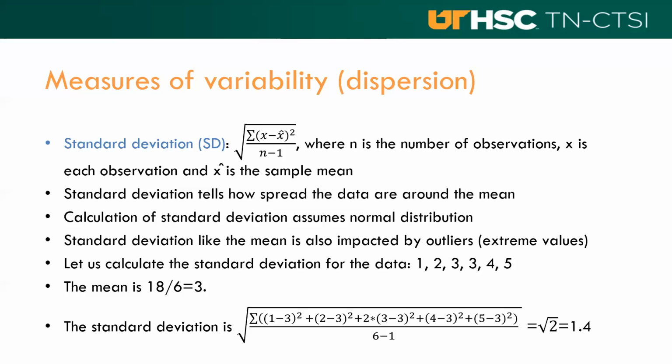So let's calculate the standard deviation for a simple data set: 1, 2, 3, 3, 4, 5. The sum is 1 plus 2 is 3, 3 plus 3 is 6, 6 plus 3 is 9, 9 plus 4 is 13, plus 5, 18. And the number of observations is 1, 2, 3, 4, 5, 6. So 18 divided by 6 is 3. The mean is 3. And the standard deviation is calculated from the difference between each observation and the mean: 1 minus 3, the whole square, 2 minus 3, the whole square, and so on, divided by the number of observations minus 1, which is 5. That gives us 2. So the square root of 2, or 1.4.